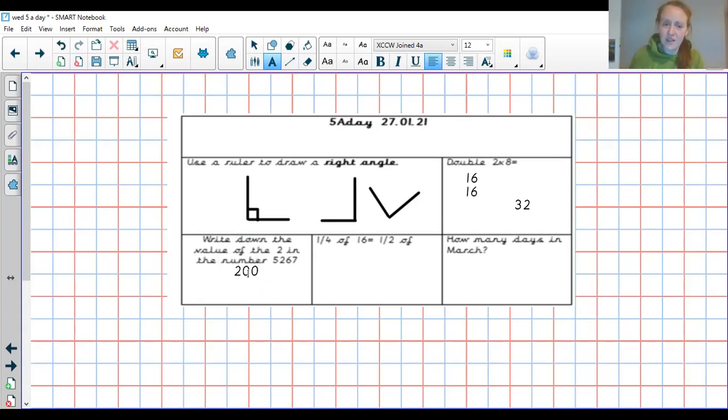You could have written it like this, or you may have written it like this, 200. Either way, it is correct. Give yourself a tick. Well done if you got that right.